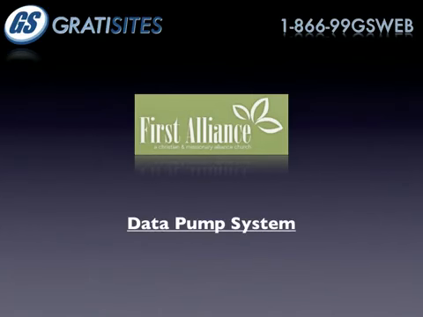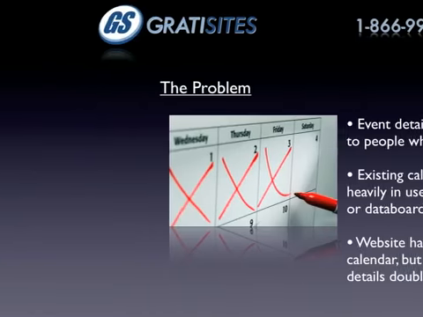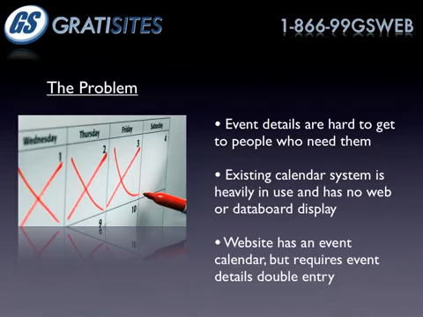This one was done for a local church here in Calgary, First Alliance Church. It's a data pump system to work for their online calendar. The big problem that they've been running into is that they have an office-based calendar system that's heavily used by their internal staff, but it's very difficult to get the details out to the attendees of the event or the organizers. The website has a calendar, but for every single event that needs to go out onto the web, things need to be entered twice.